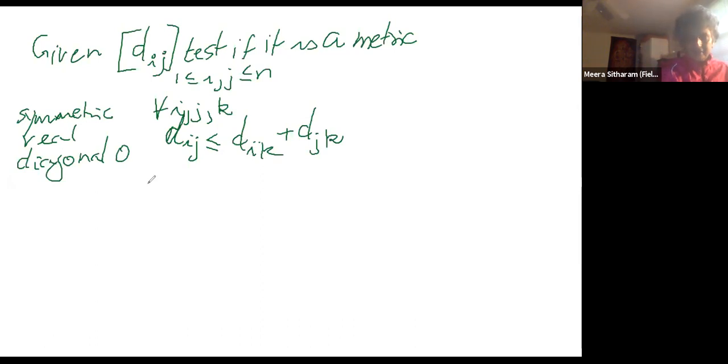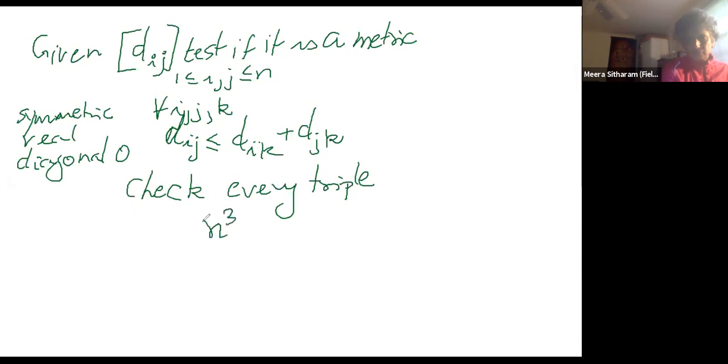So it's obvious that I can do this. I can check for every ordered triple. There are order n cubed ordered triples, and that'll do the test. So in other words, you would just go one by one, look at every ordered triple, and you can assume that i is not equal to j is not equal to k, but it doesn't matter to the big O complexity of this algorithm.